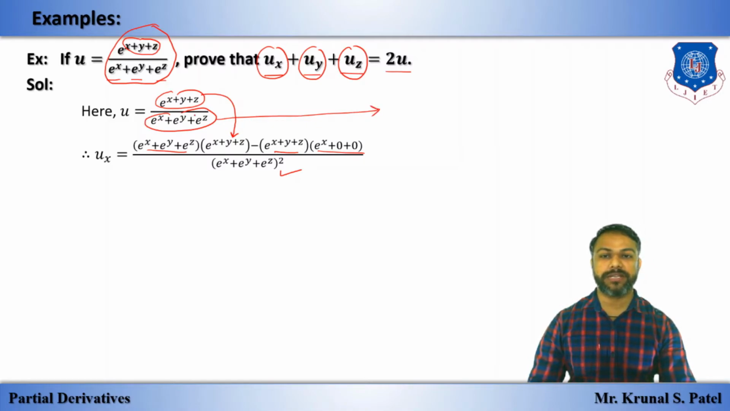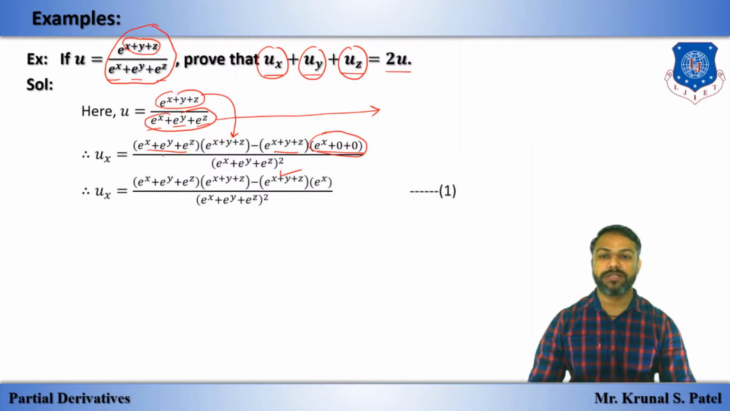We want to differentiate this with respect to x partially, so y and z are constant, so differentiation of e raised to y and e raised to z is zero, and differentiation of e raised to x is e raised to x as it is. That's why this bracket comes from that derivative. Now by simplification, this first bracket, 2 bracket as it is, minus this bracket, and e raised to x plus 0 is e raised to x. Say equation number 1, denominator as it is.